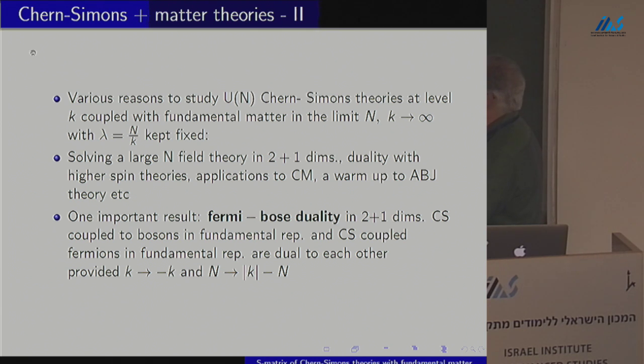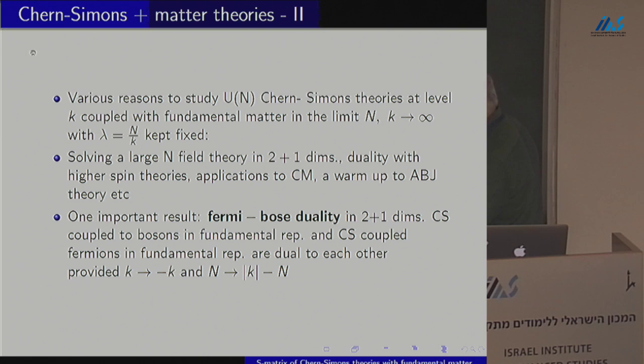Firstly, solving a large N field theory in 2+1 dimensions is very desirable. Then this theory also has a duality with higher spin theories in the bulk, Vasiliev type of theories. And there are applications to condensed matter physics. These are vector-like theories, but they can be a warm-up to understanding the ABJ theories, whose solution would be an extremely important problem to solve in string theory.